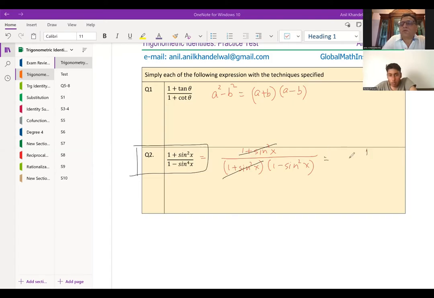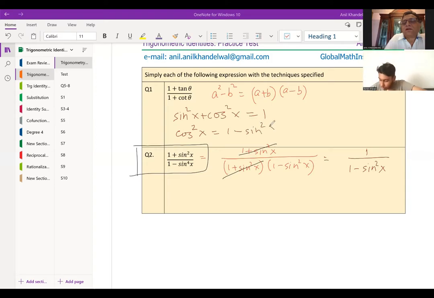And simply, you can cancel this, and what are you left with? You're left with 1 over 1 minus sine square x. Do you remember what 1 minus sine square x is? We did the Pythagorean trigonometric identity, which was sine square x plus cos square x is 1, correct? Yes, sir. So from here, you can write cos square x as equal to 1 minus sine square x. So now I can simplify it further and write this as 1 over cos square x, correct?